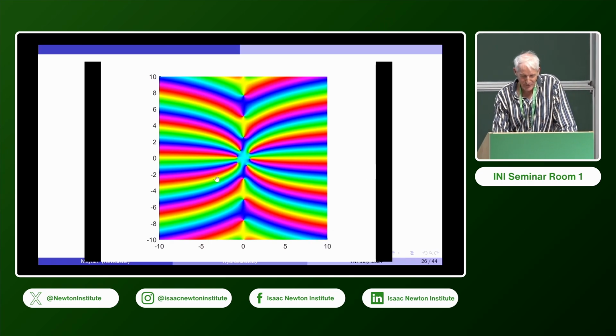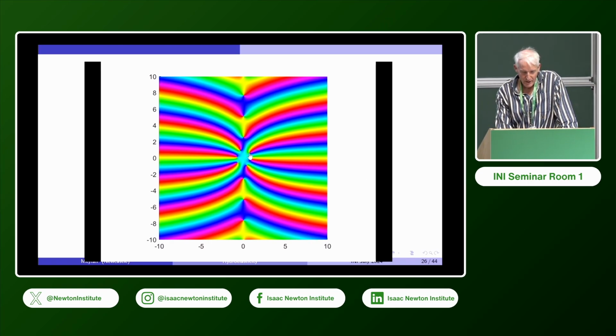It's a colourful picture, but this is a visualization in the complex plane of that function. This is the complex plane, real and imaginary part, and the height of the function is the hue, and the color is the phase. But the zeros appear here as these dots.